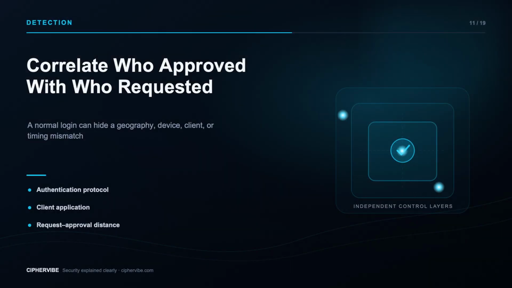Defenders should filter sign-in telemetry for device code flow and baseline its legitimate use. Investigate first-seen clients, unusual resources, unmanaged requester devices, implausible distance between request and approval, unfamiliar networks, risky users, and activity inconsistent with the person's role. The protocol label is a starting point, not a verdict.